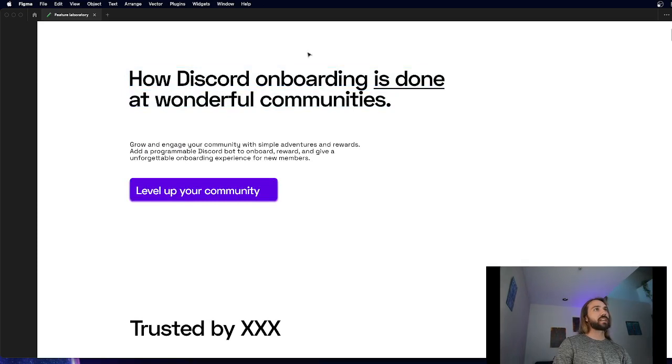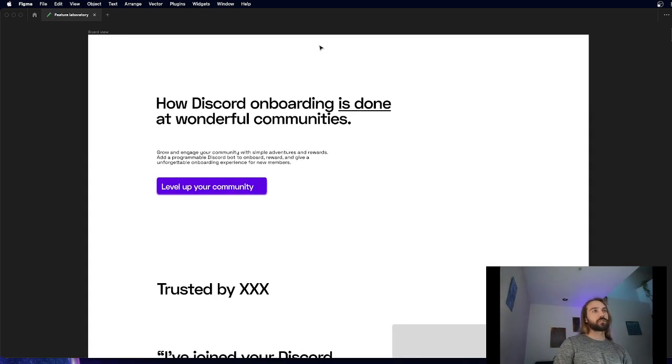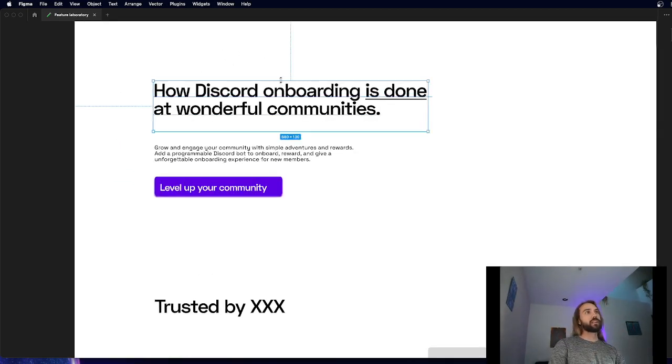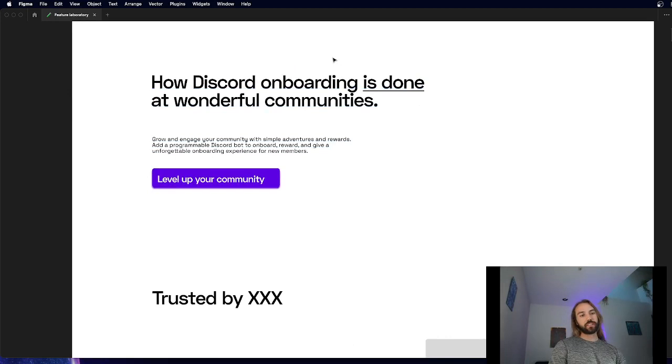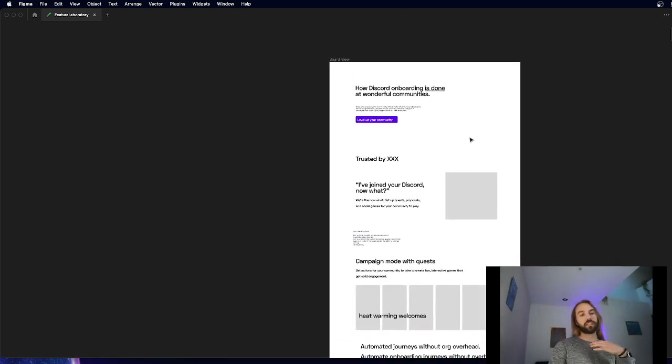But let's take this for now, how Discord onboarding is done at Wonderful Communities. Yeah, it's honestly kind of weak. But it's important to continue momentum too. So it's like, okay, there's some ideas I like in here. The Wonderful Communities thing is interesting. The leveling up is interesting. It's really important to continue your momentum, especially with writing, and not get stuck here for 20 minutes, but start to play with these other ideas, other things unfold. It keeps you moving.